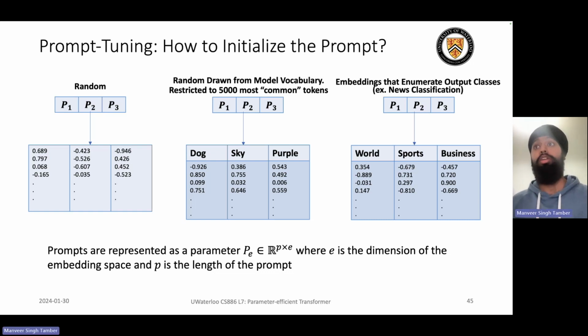embeddings can also be those that enumerate output classes. So if I'm trying to learn a news classification task where I have a passage and I'm trying to classify it as news related to the world, news related to sports, or business news, then I can just take those output classes, find the relevant token embeddings, and initialize using those, and then we learn our embeddings from there. Right, and just as a reminder, prompts are represented as a parameter P sub E that are matrices of size P times E, where E is the dimension of the embedding space and P is the length of the prompt.